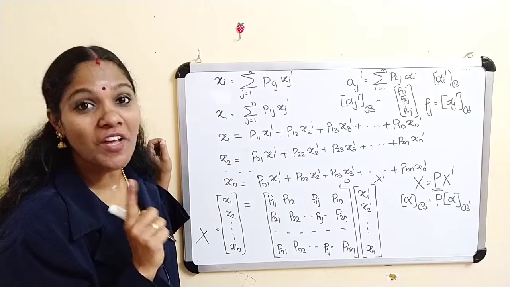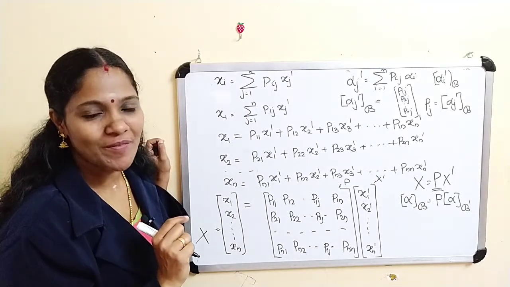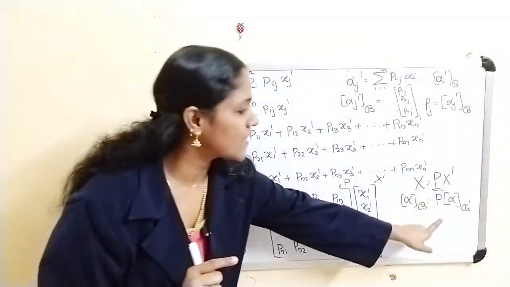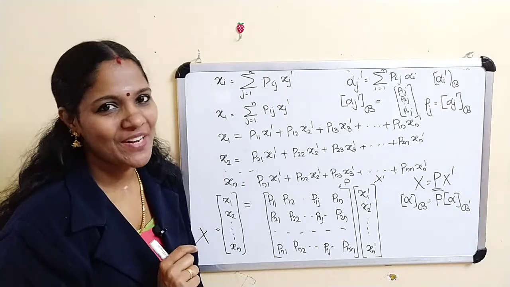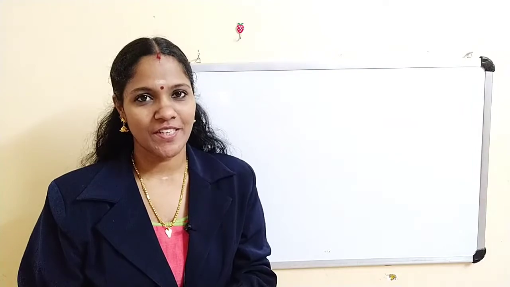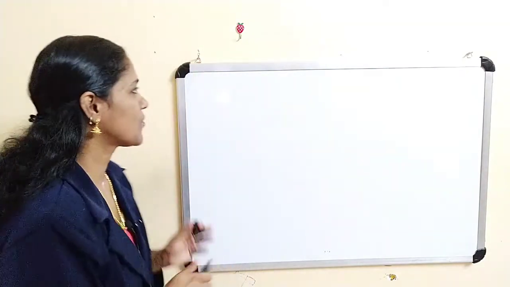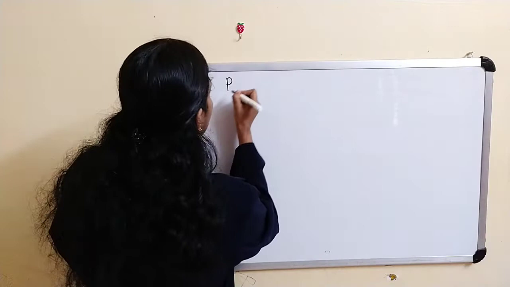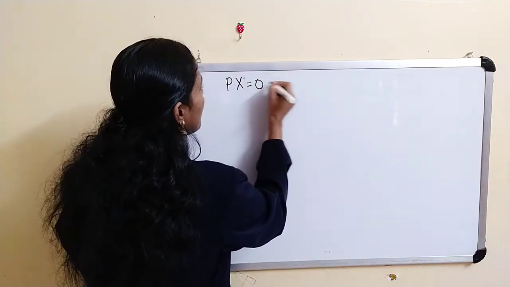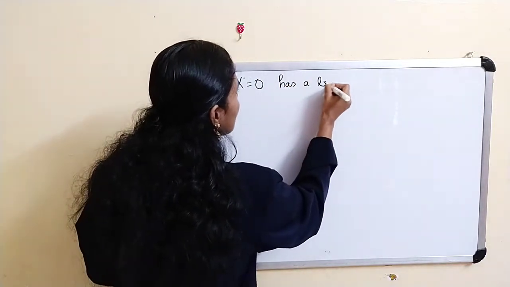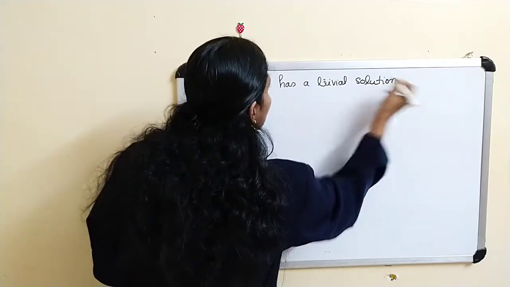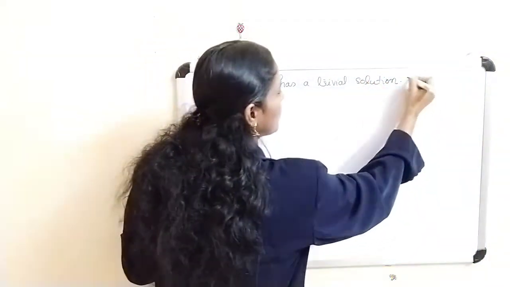Now what do we have to prove? We have to prove one more thing. We have to prove P is invertible. Okay, we have to prove there exists an invertible matrix. We get this condition and now we have to prove P is invertible. To prove P is invertible, we are using the result that Px equal to 0 has only the trivial solution x equal to 0.